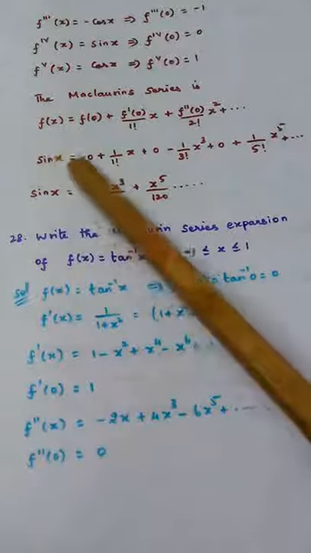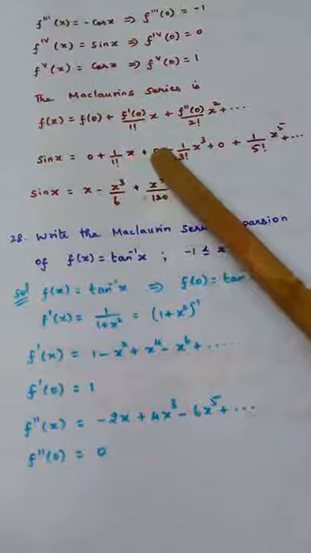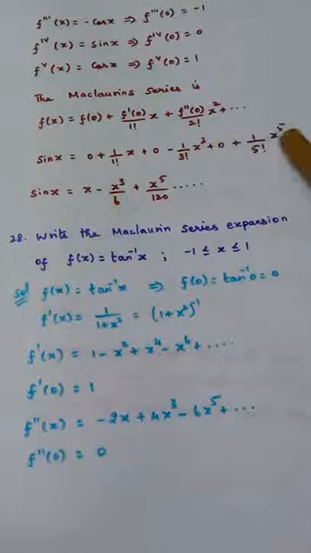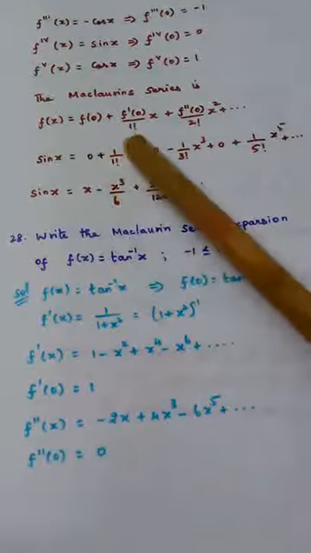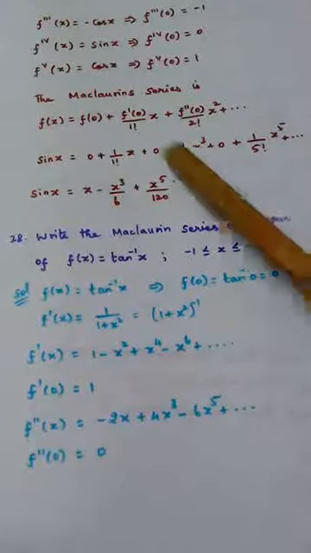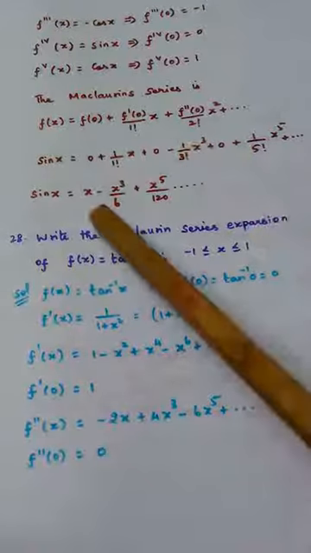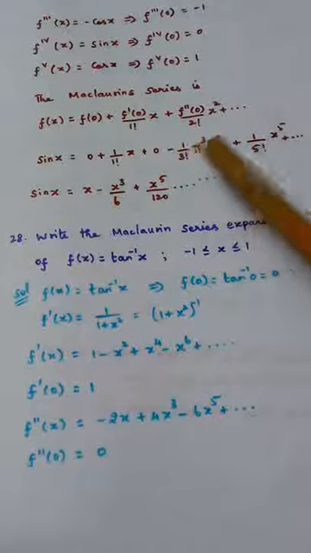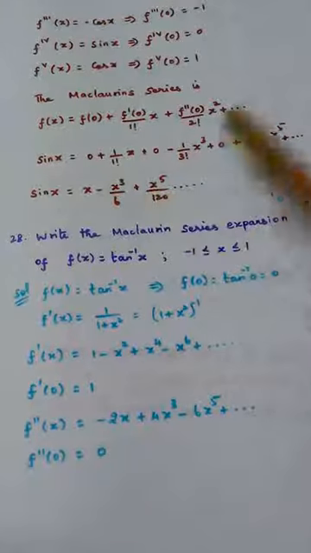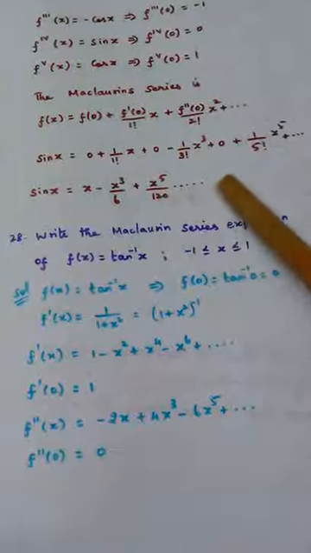Try to understand. This is x power 1. x power 2 becomes 0. So next one is x cube. x power 4 becomes 0. So next one is x power 5 plus goes on. So leave the 0. x by 1 factorial means x. 3 factorial means 6. So minus x cube by 6, right? 5 factorial means 1 into 2 into 3 into 4 into 5. When you multiply, 120 will be the answer. So x power 5 by 120, etc.